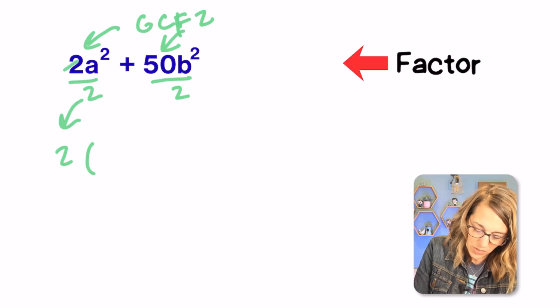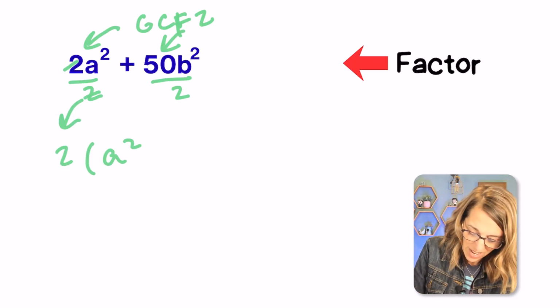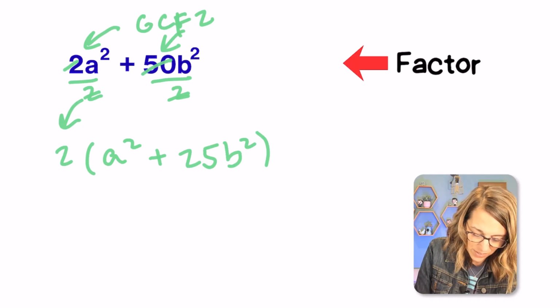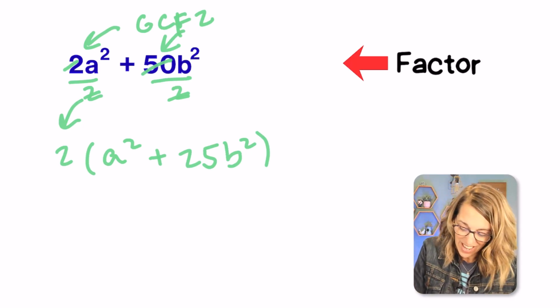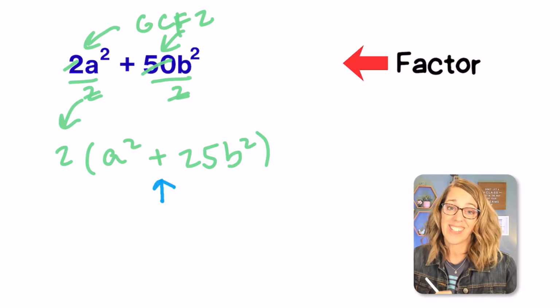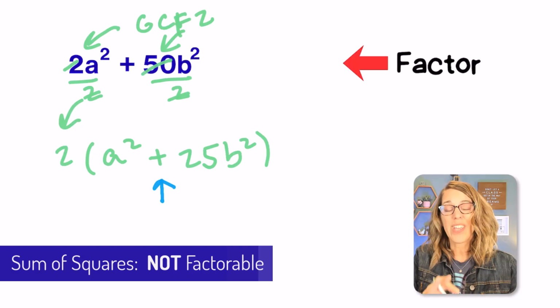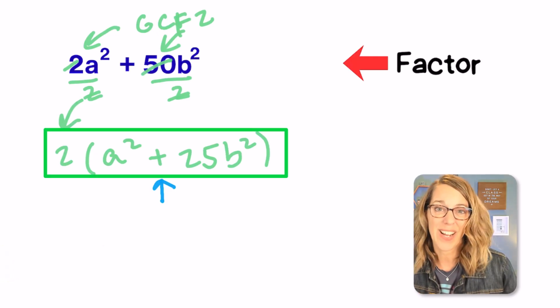What are we left with? That 2 cancels and I get the a squared. Perfect. So I've got a squared first term. And then 50 divided by 2 is 25. So I've got plus 25b squared. Everything looks good except for one really critical symbol here, and that is our plus sign. This one is not factorable any further. You cannot factor a sum of squares, which means that what we've got right here is our complete factorization. You are doing great with factoring.